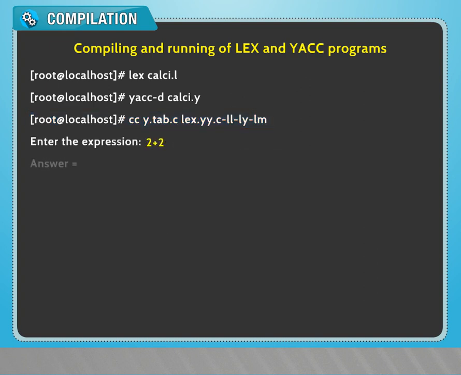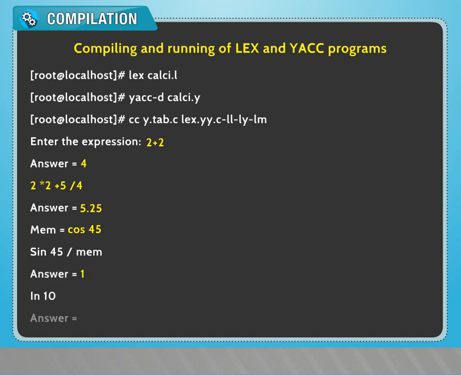Enter the expression: 2+2, answer is 4. 2*2+5/4, answer is 5.25. MEM = cos 45. sin 45 / MEM, answer is 1. ln 10, answer is 2.30259.